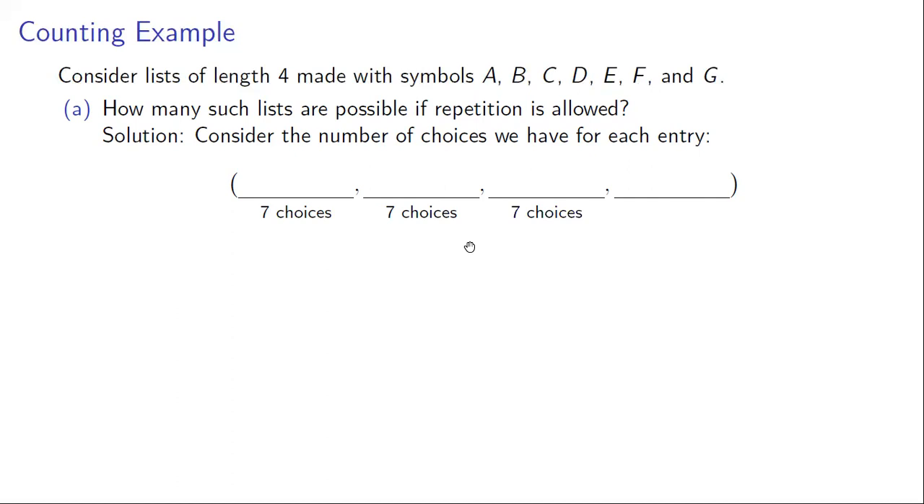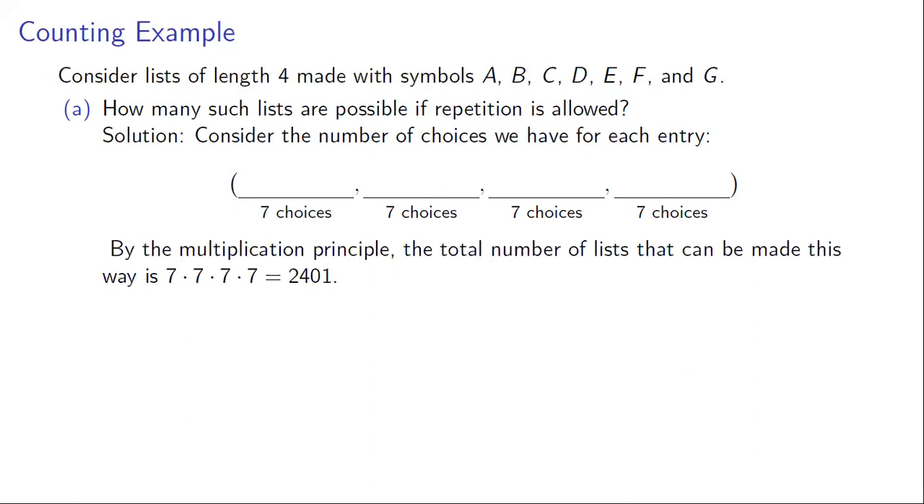And then for the third entry, we also have 7 choices. And then for the fourth entry, we also have 7 choices. So now by the multiplication principle, the total number of lists that can be made this way is 7 times 7 times 7 times 7, which is 2,401. Okay.